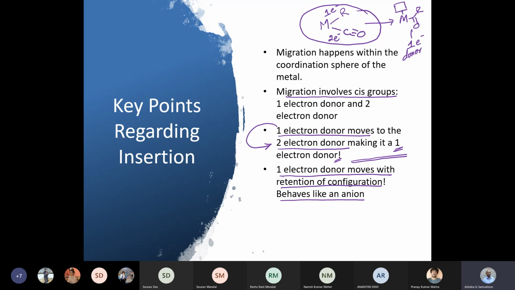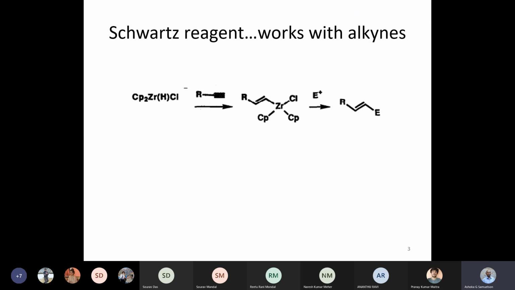Today, we will have another set of insertion reactions, and this will illustrate the fact that insertion is actually a general phenomenon. It is not limited to carbon monoxide. I want to illustrate this primarily with what is called a Schwartz reagent. The Schwartz reagent is pictured here.